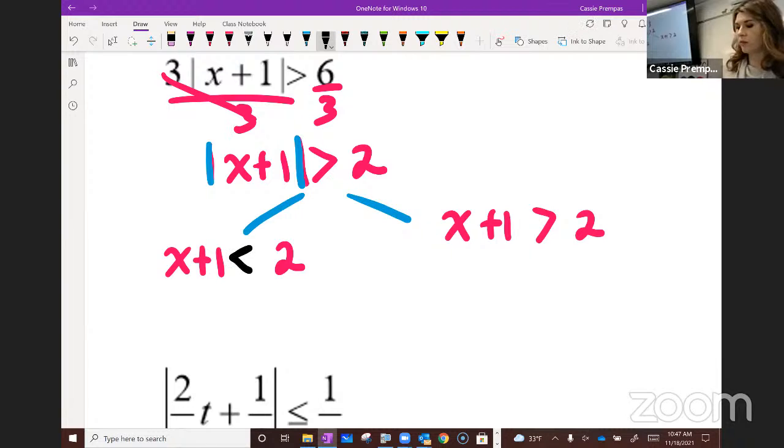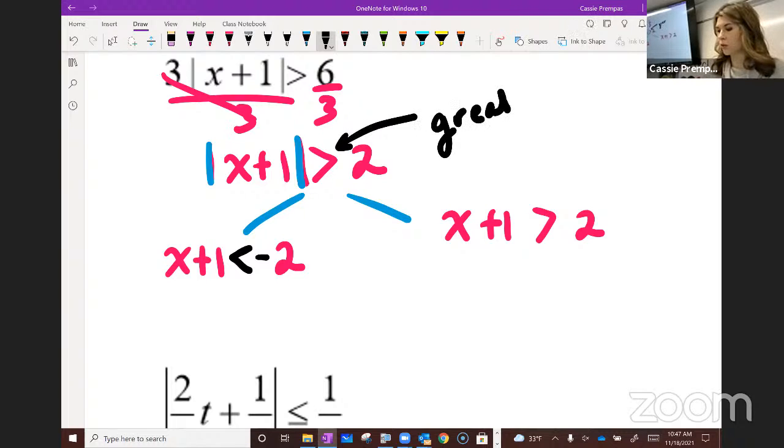Flip it, and what do I have to do with the value of the number? Yep, inverse, make it negative. The last thing I have to do is know, is this going to be an or situation or an and situation? What do you guys think? Or, good, because it's a great or symbol. So I'm going to have the word or in the middle. And now I solve for x on both.